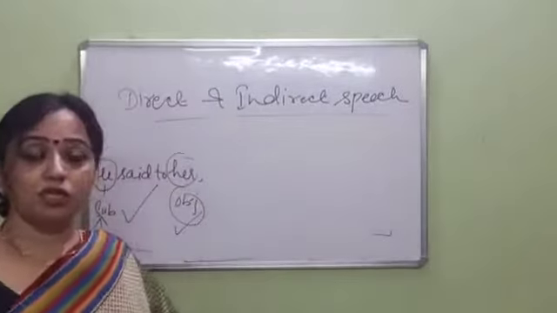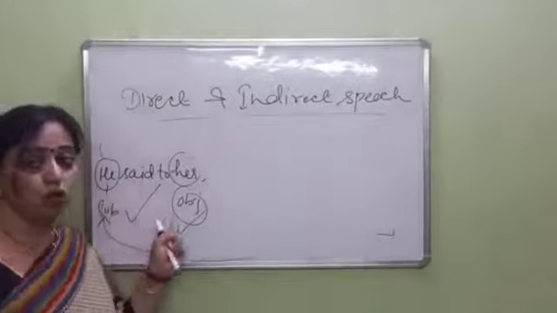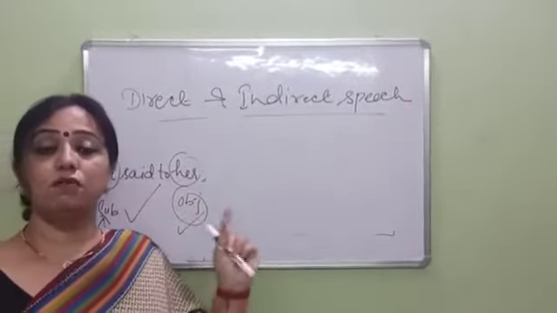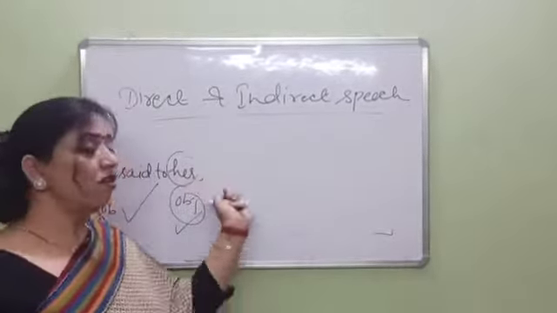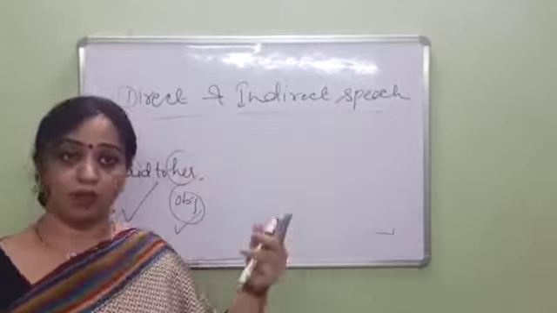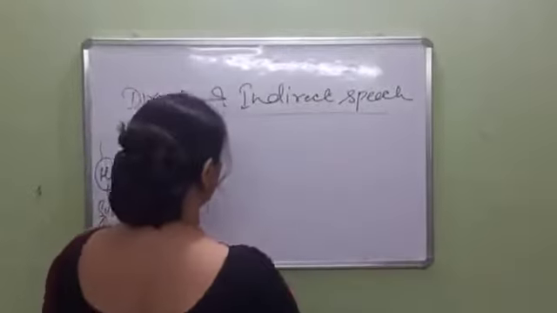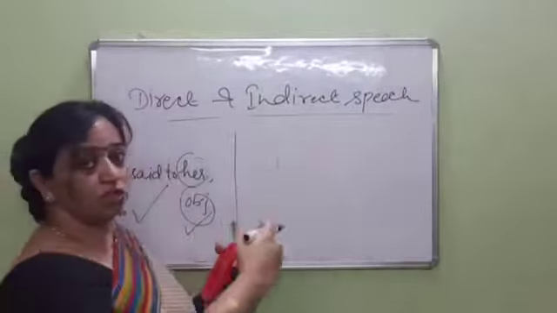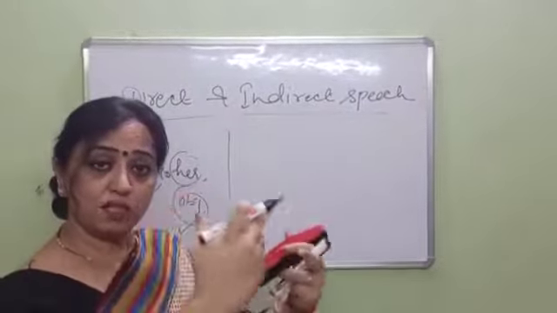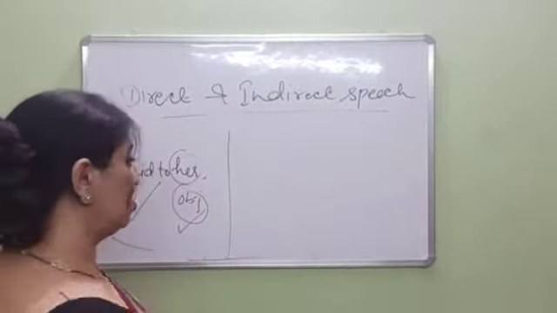Okay, now coming to the changes. Just like I told you, if the reported verb is in past tense, then only the changes are going to be there. So what changes? Tense changes, and persons change automatically: first person changes to subject, second person changes to object, third person, no change.